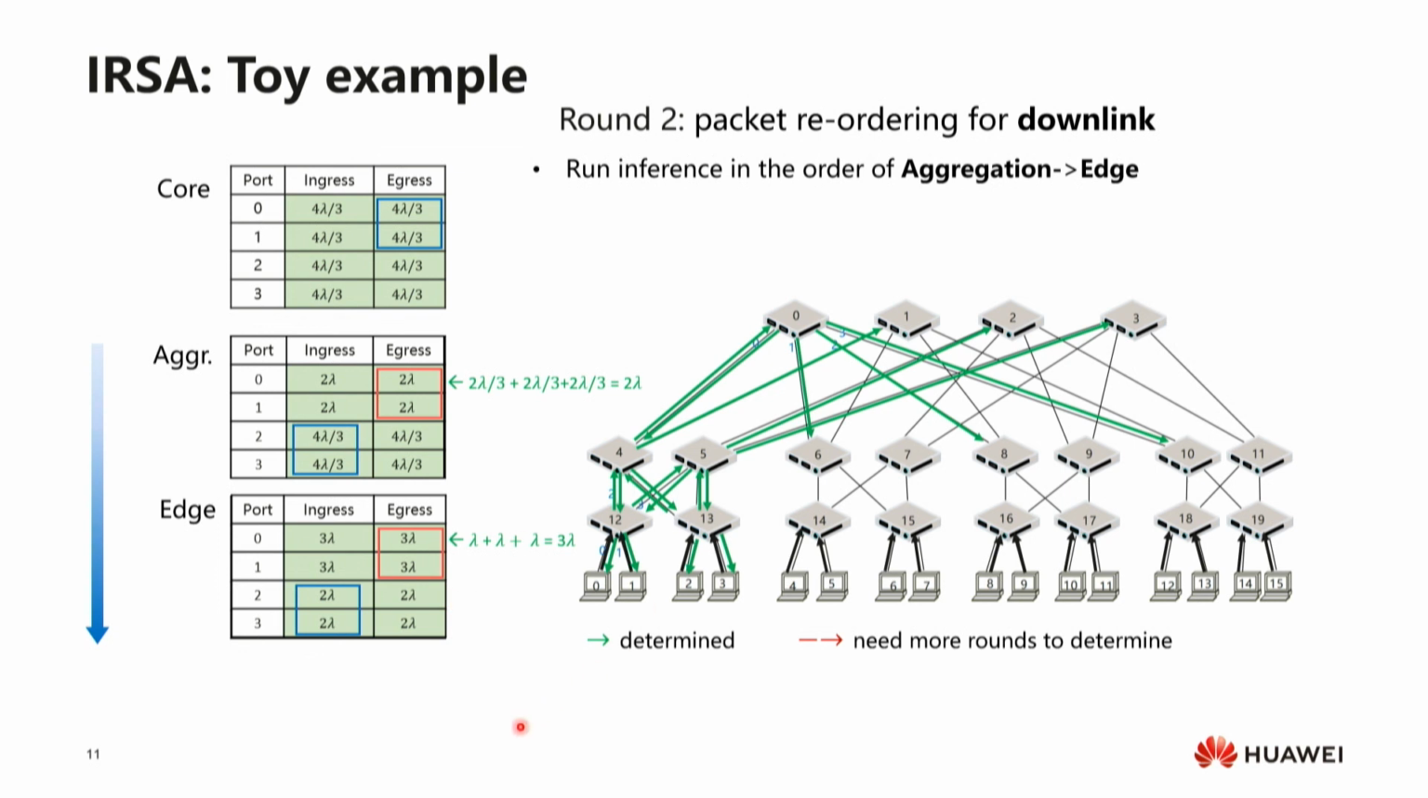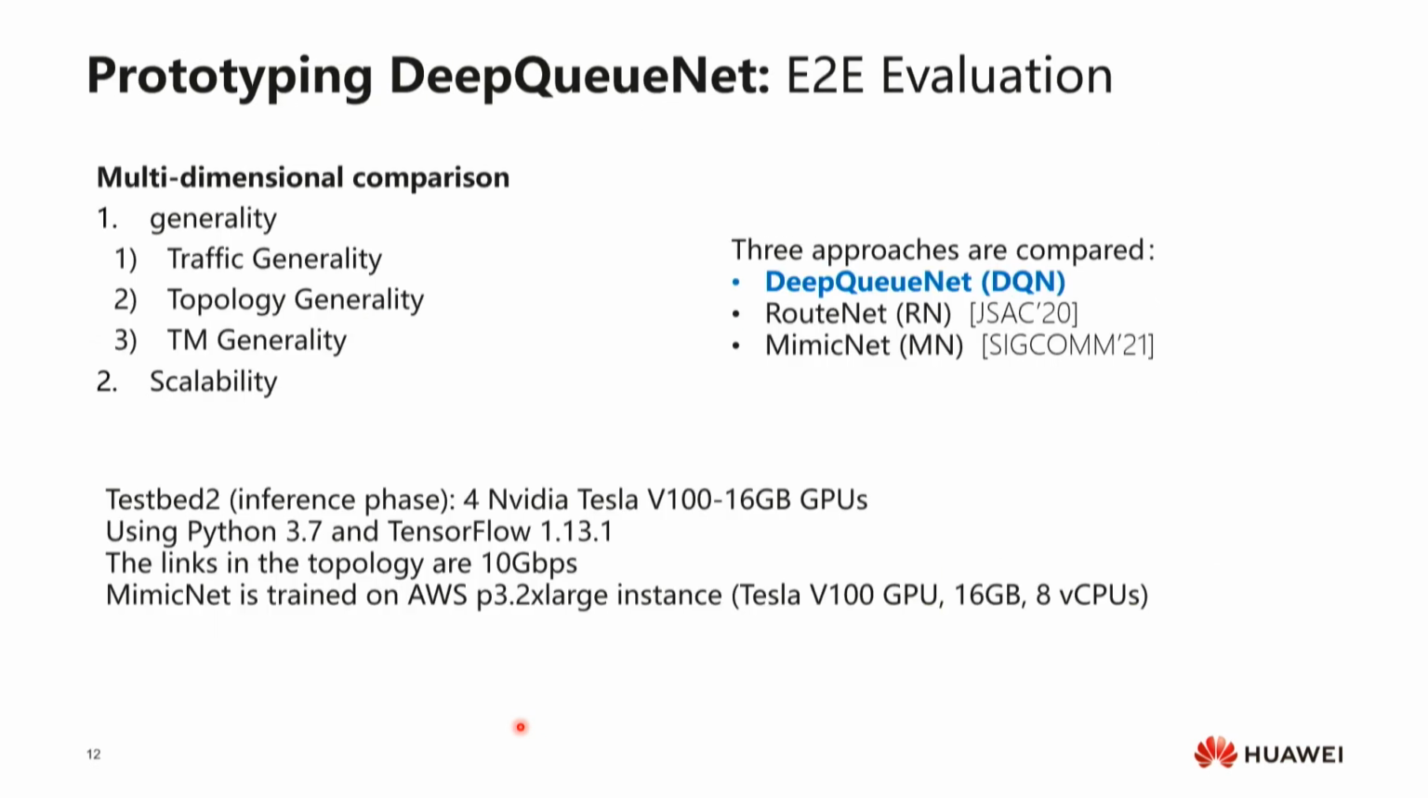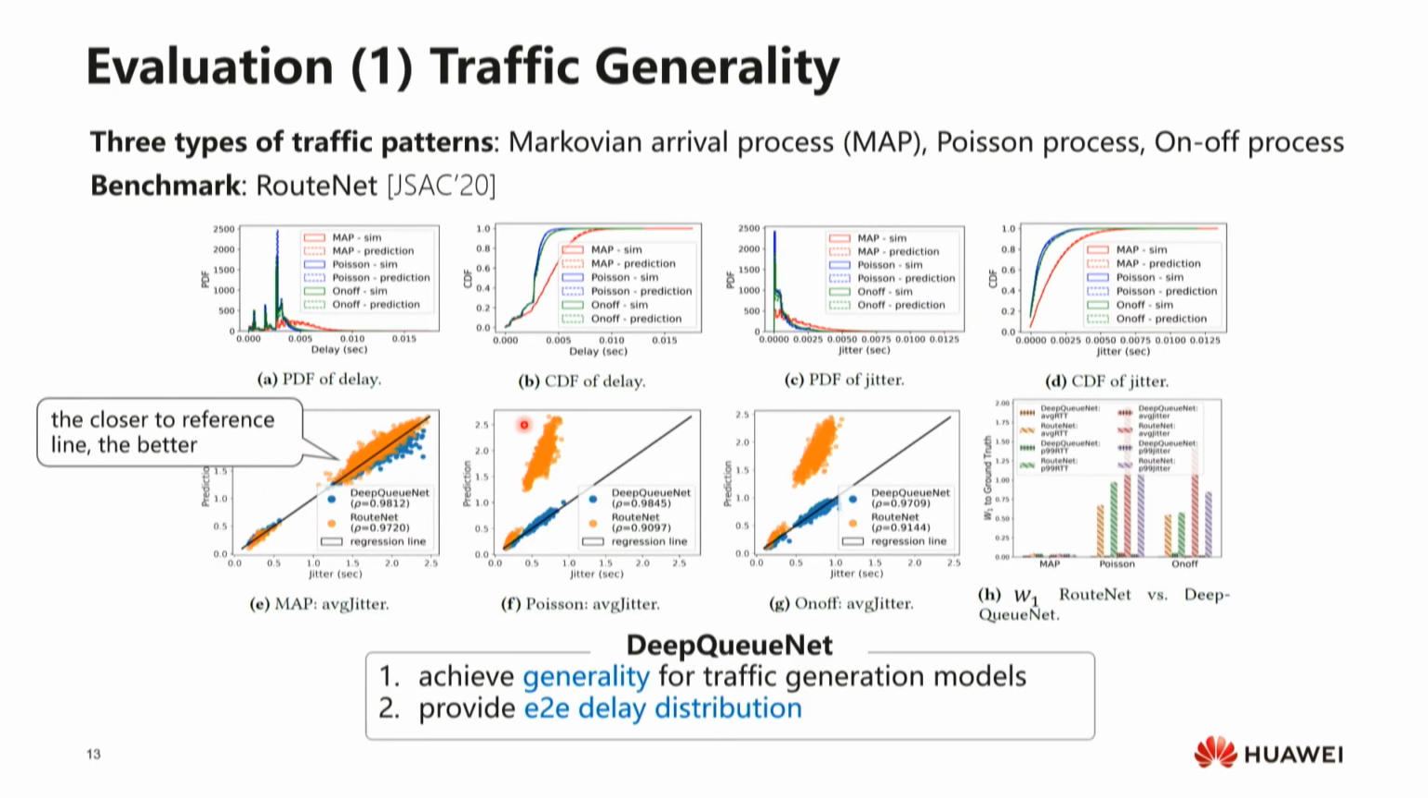So at last, all the flows, they are converged, and all the sequence are fixed. And again, we can run parallel inference for the same layer. And after this round, everything is fixed. We are happy. And then we can show some results about end-to-end performance evaluation. Here we compare different dimensions and with different benchmarks. This is a parameter of the test bed. And here first we try the traffic generality.